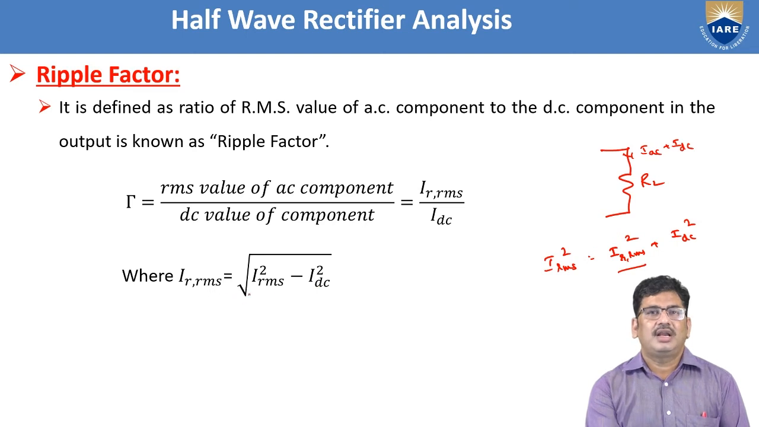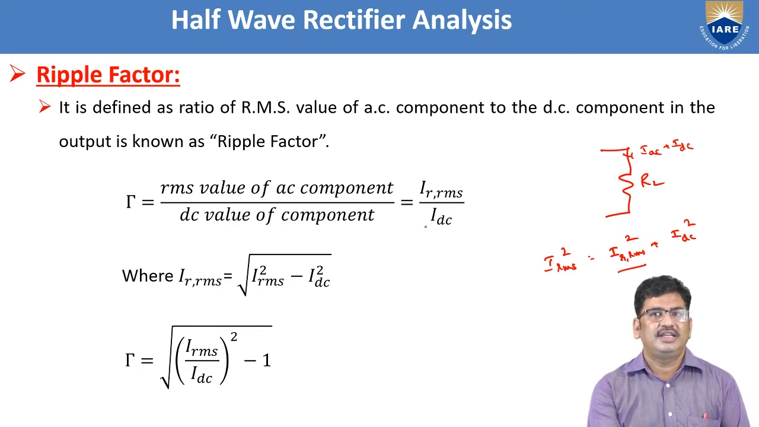Substituting the Irrms term in the ripple factor expression, the ripple factor is square root of IRMS square minus IDC square, divided by IDC. When you send this into the square root, it becomes IDC square. So IRMS by IDC whole square minus IDC by IDC, which is equivalent to 1. So the ripple factor is given as square root of IRMS by IDC whole square minus 1.